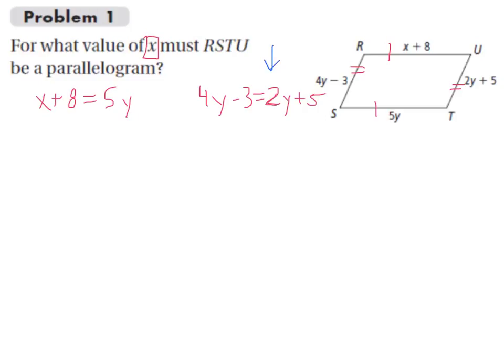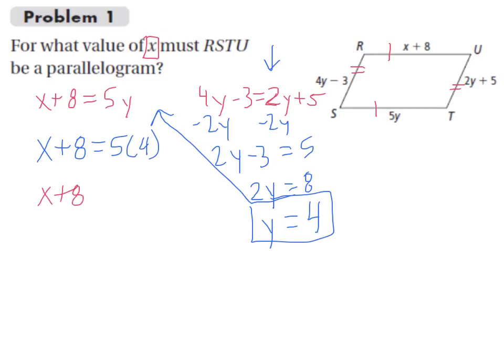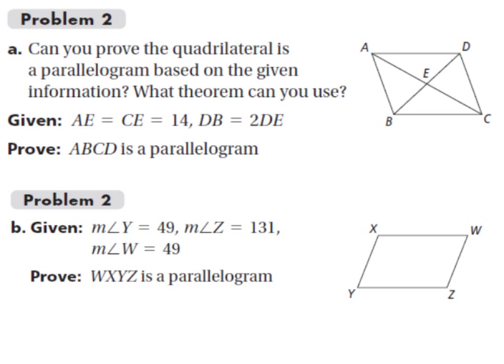This equation has just y, so I'm first going to solve for y. I'm going to subtract 2y from both sides of my equation. So I have 2y minus 3 is equal to 5. Add 3 to both sides of my equation, and I get 8. So y is going to be equal to 4. I'm going to use this to help me solve for what x is equal to. So I'll have x plus 8 is equal to 5 times 4. So x plus 8 is going to be equal to 20, and then subtract 8 from both sides, and x is going to be equal to 12. This is the only value that x could be equal to in order to make this a parallelogram, so my opposite sides are congruent.